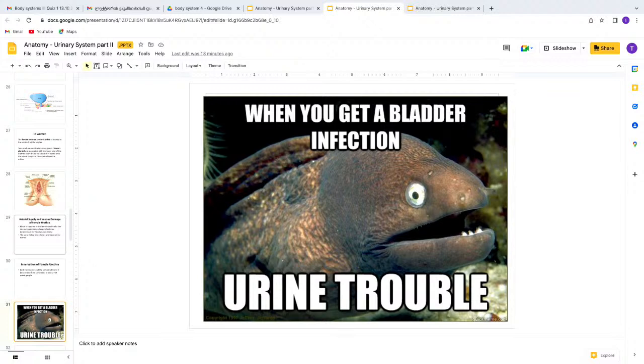In men, we also have UTIs, but most commonly in women, right? And the bacteria that cause it is E. coli. Okay.